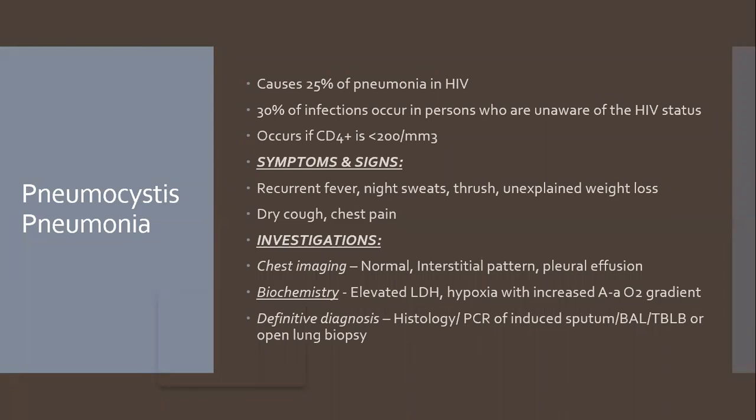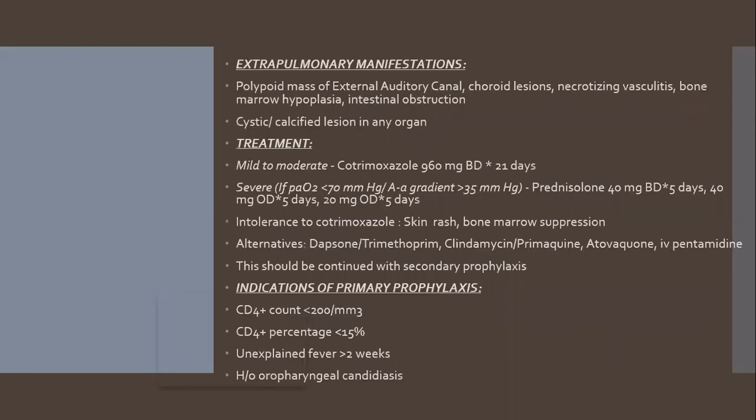So how will you diagnose it? Do a histology or a PCR of the induced sputum, or if sputum is not able to be produced, we can do a bronchoalveolar lavage by a bronchoscopy, or we can do a transbronchial lung biopsy or an open lung biopsy. We have some extra pulmonary manifestations also. It can affect the external auditory canal, choroid lesions can occur, vasculitis can occur, bone marrow hypoplasia can occur, intestinal obstruction can occur. It can cause a cystic or calcified lesion in any organ.